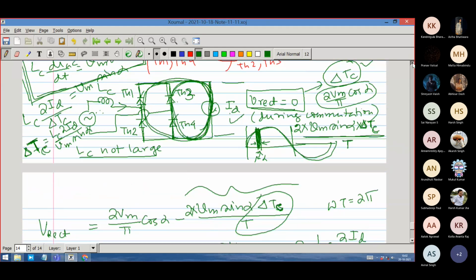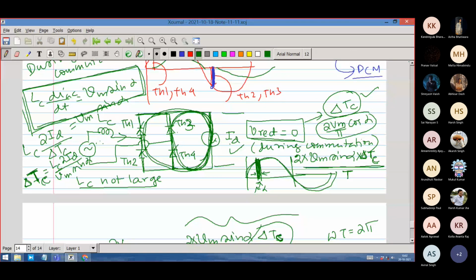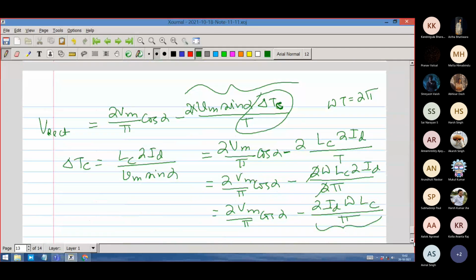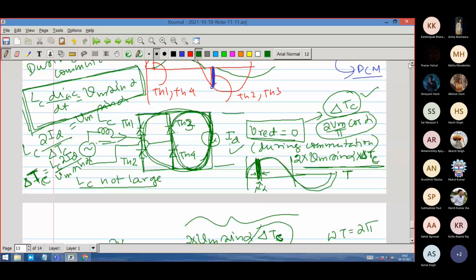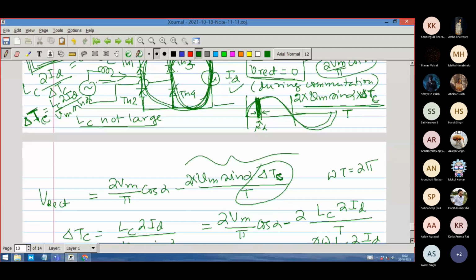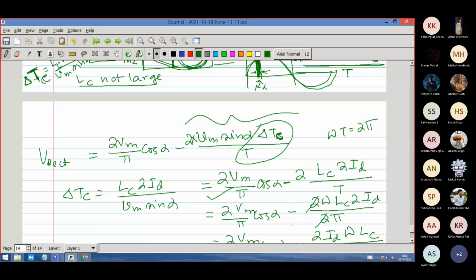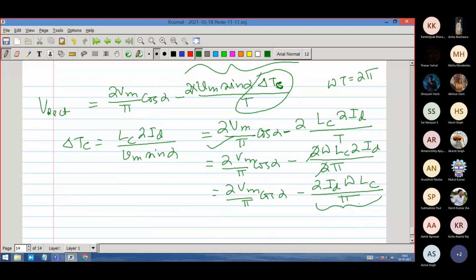but you should remember that the consequence of having a leakage inductance in the continuous conduction mode is that the rectified voltage will be less than what it would have been if there were no leakage inductance. If there is no leakage inductance, then it would have been 2Vm by pi cos alpha, but with leakage inductance this drop will come. 2ID depends upon the load current ID, and omega LC acts like an impedance, omega LC by pi, right? So in the next class I will start 3-phase converters. Thank you.